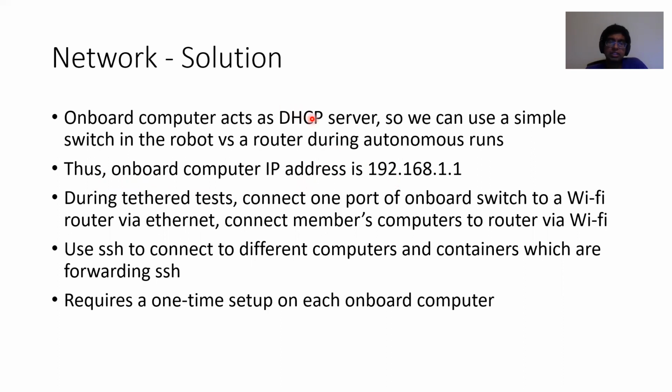We also assign, because of this DHCP server, the onboard computer's IP address to 192.168.1.1, which is important if you're doing pool testing. During tether tests, we connect the one port from the onboard switch to a Wi-Fi router via Ethernet. That is the tether that you may see when we do pool testing. That's the large yellow cable. And then we connect our computers to the router via Wi-Fi, so that we don't have, so there are only 4 Ethernet ports, and no one has Ethernet ports on their computers nowadays. And then finally, we use SSH to connect to different computers and containers. And the containers are forwarding SSH, which I mentioned previously in the Docker stuff.